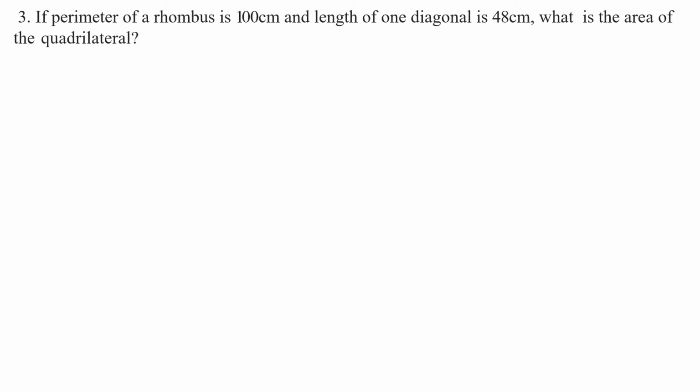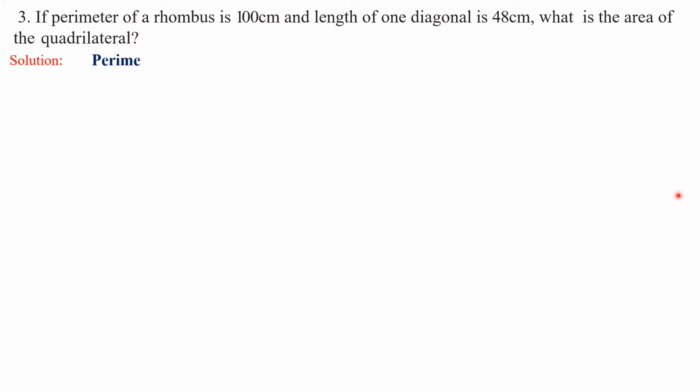Third example. If the perimeter of a rhombus is 100 cm, the length of one of the diagonals is 48 cm, what is the area of the quadrilateral? For area, we need the lengths of two diagonals. But here only one diagonal is given and the perimeter is given. First, we find out the side of the rhombus. So, write down the solution.